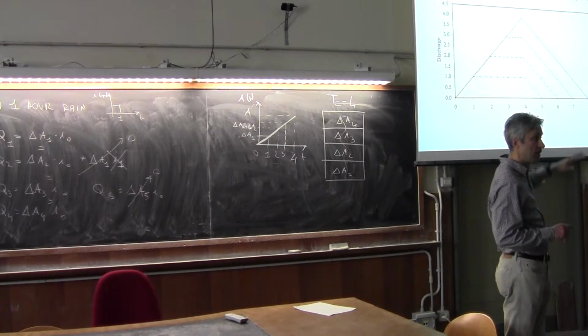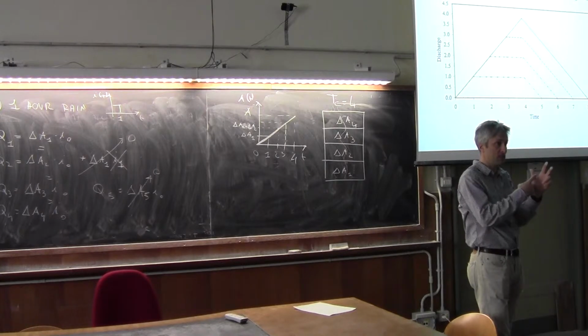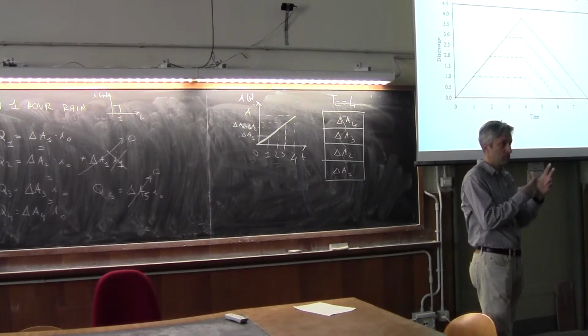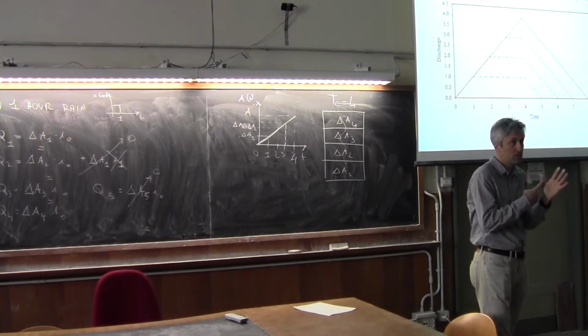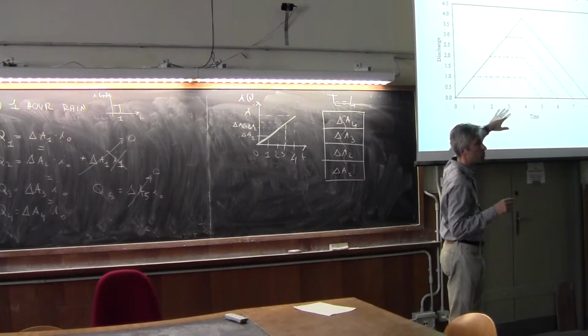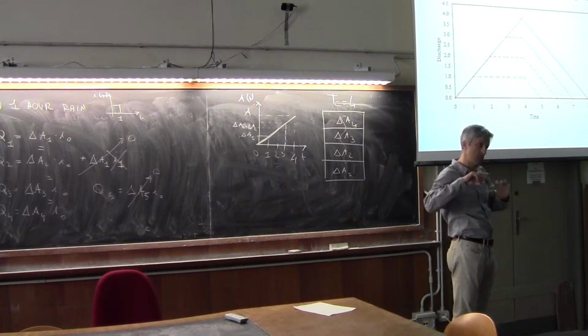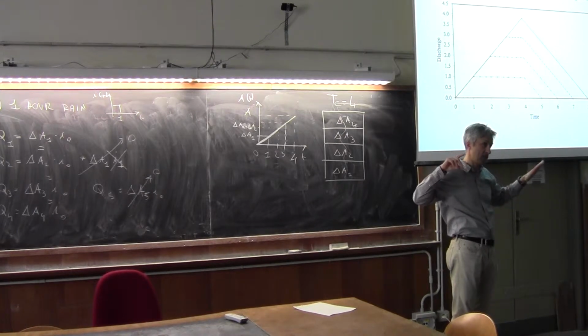I see three differences with respect to the previous cases. The first one is the peak flow. It's higher. This is fine. The peak flow in the fourth case is just 4 times the peak flow in the first case. This is easy to understand.